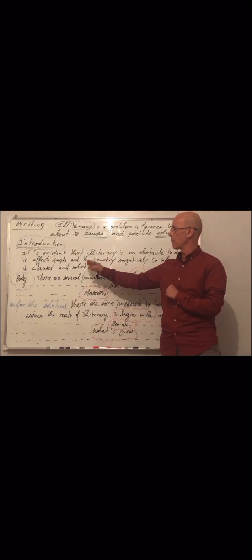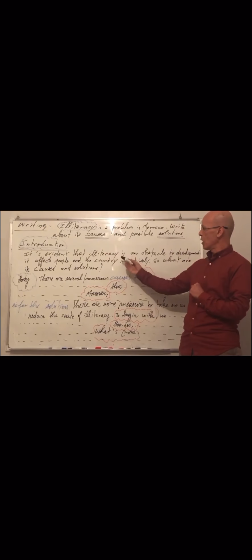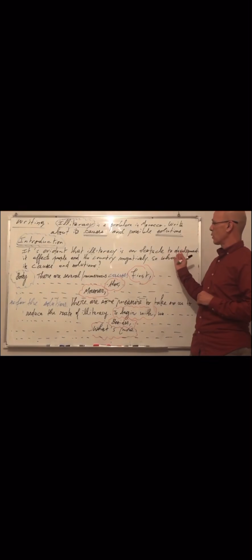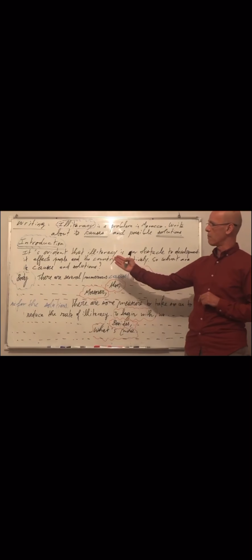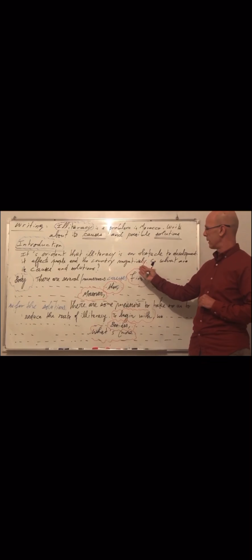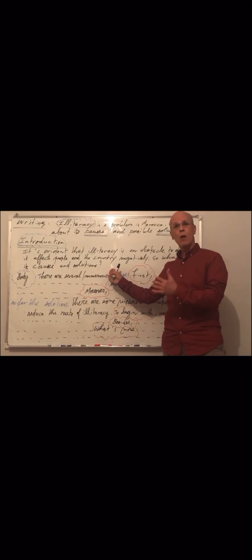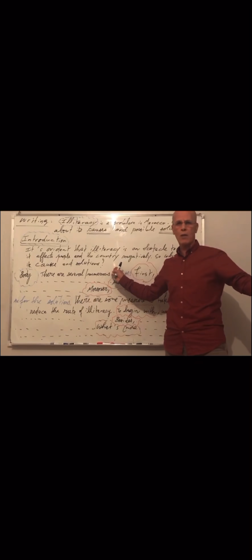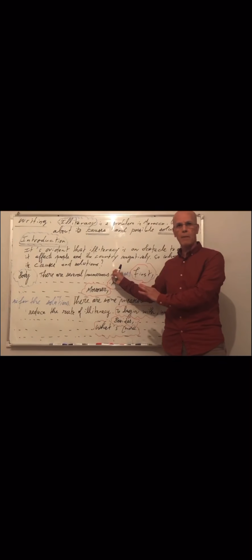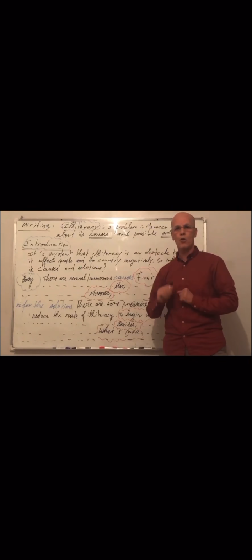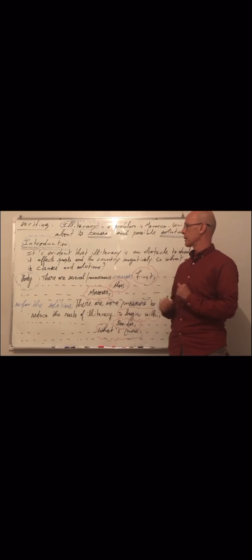If I take the example here, it's evident that illiteracy is an obstacle to development. It affects people and the country negatively. So what are its causes and solutions? This is one way. You can have different ways of doing it. This is just an example. You see, it should be short. You just state what you are going to talk about.